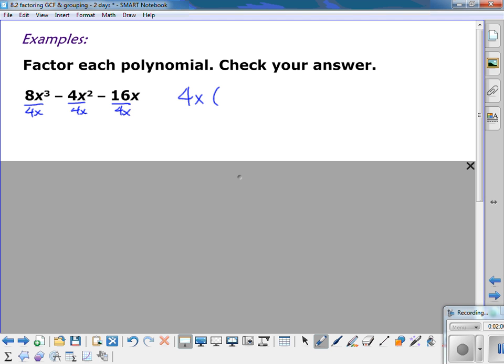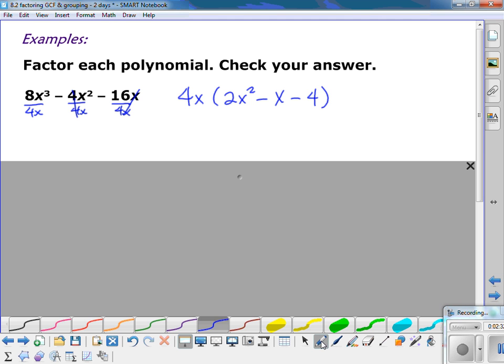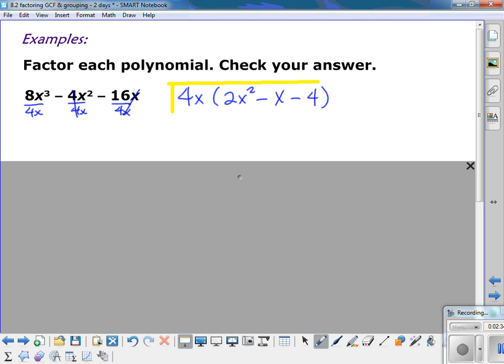So 8 divided by 4 is 2. And do I have more x's on the top or the bottom? How many more? Right, I've got x squared. Then on the middle term, my 4's cancel out, and I have just one more x, so it's just an x. And then in the last term, my x's cancel out. 16 divided by 4 is 4. And so if I factor out the 4x, I get 4x times the quantity 2x squared minus x minus 4.